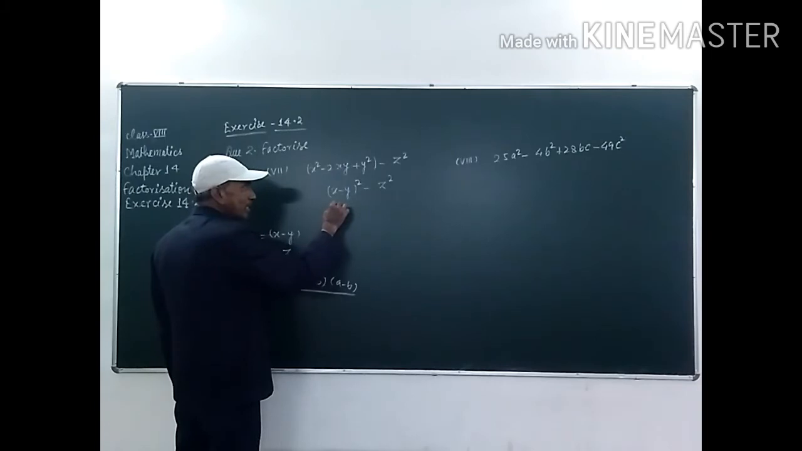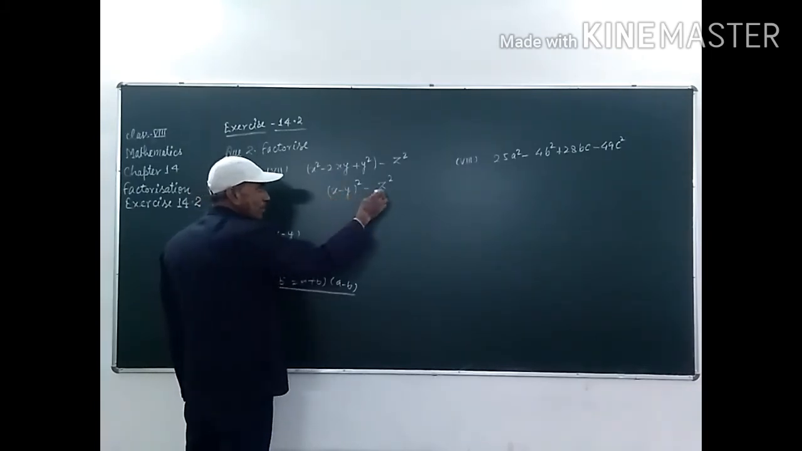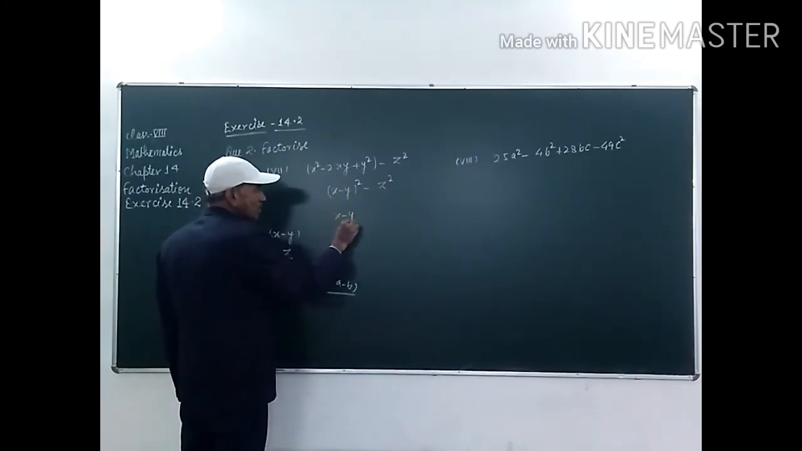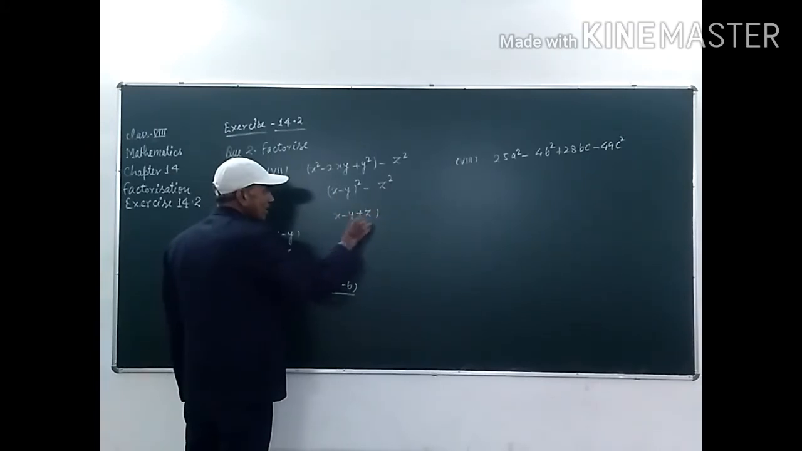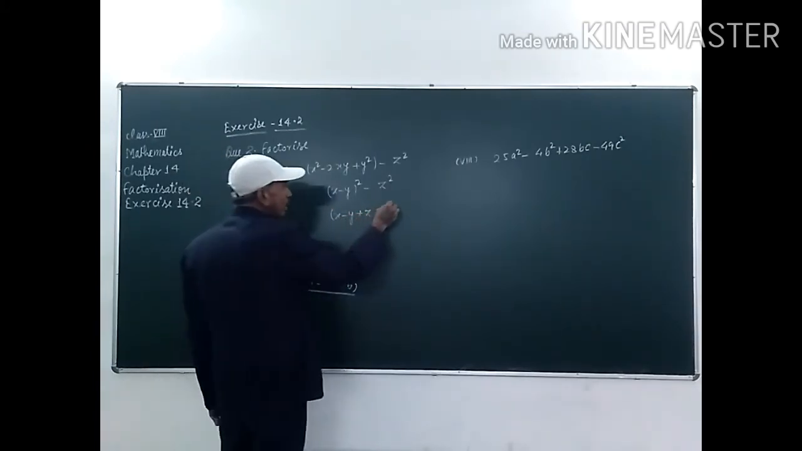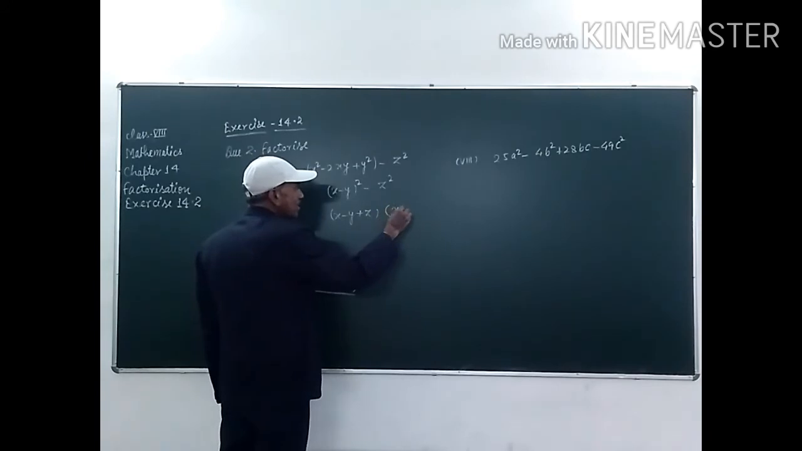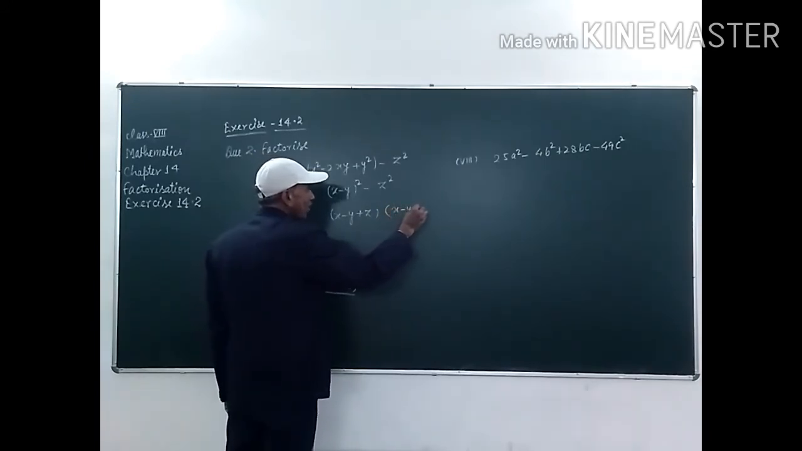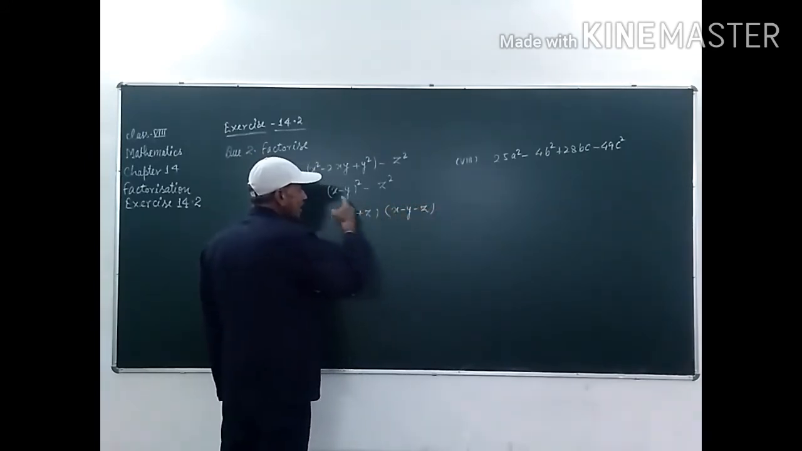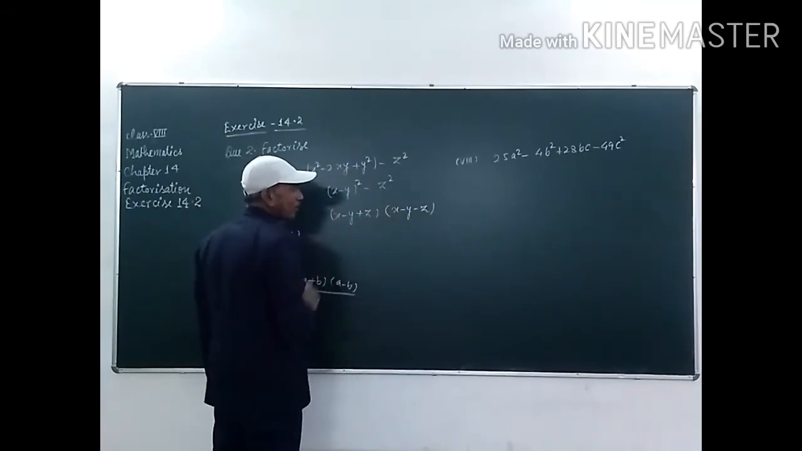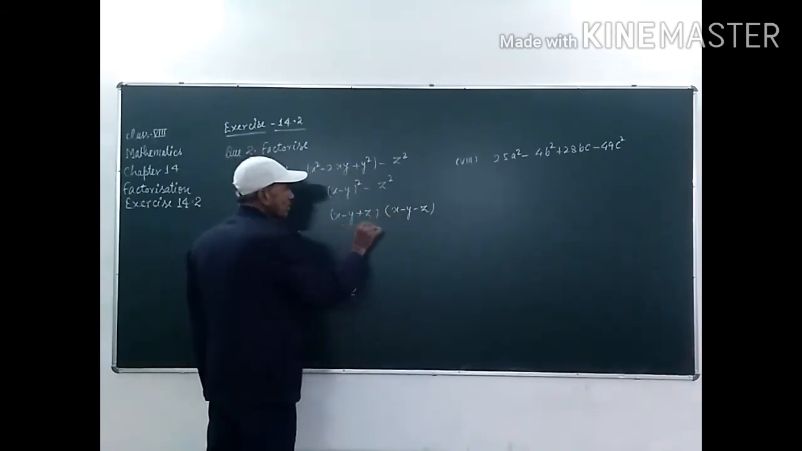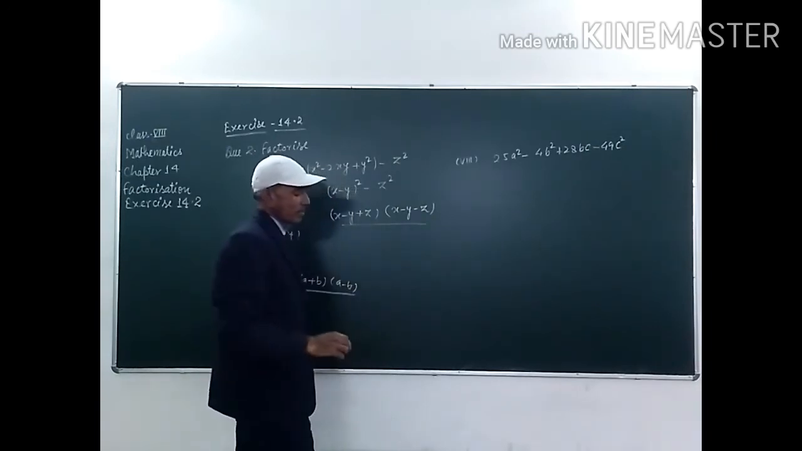Now, we have to write this a plus b, it means x minus y plus z in one bracket, and in another bracket x minus y minus z, means a minus b. This is the solution of this question, students.